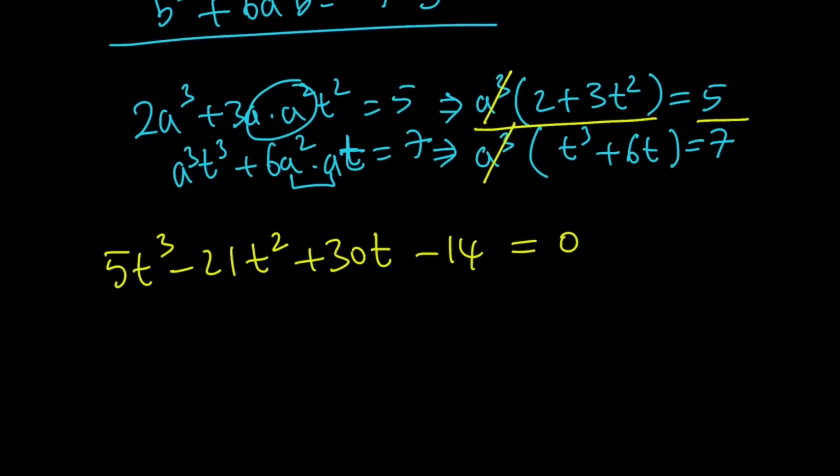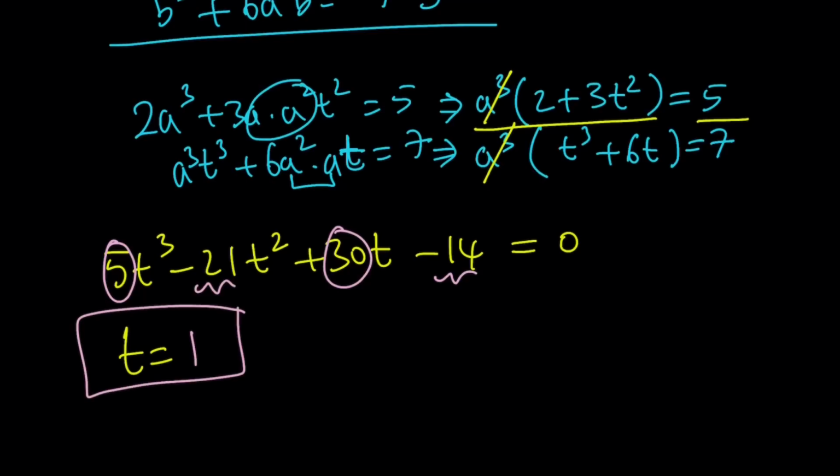And you're like, how do I solve this cubic? And I'm telling you, we've done this before. t equals 1 works. And you're like, what? Oh, come on. You didn't see that? Okay, here's what it is. Don't worry about it if you haven't seen it. If you look at the coefficients, 5 plus 30 is 35. And negative 21 plus negative 14 is negative 35. So the sum of the coefficients is 0. When the sum of the coefficients is 0 in a polynomial, then t equals 1 is a solution.